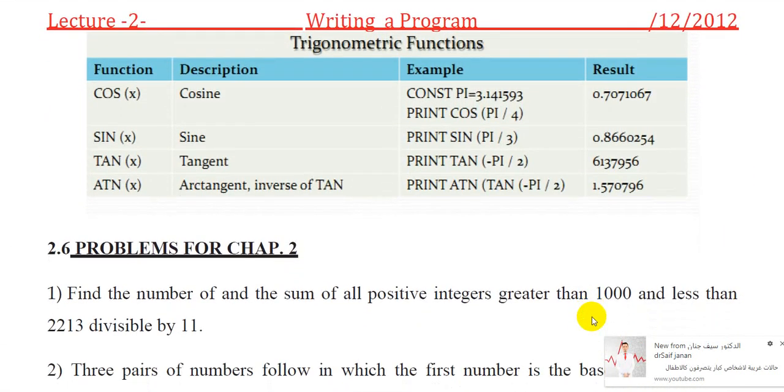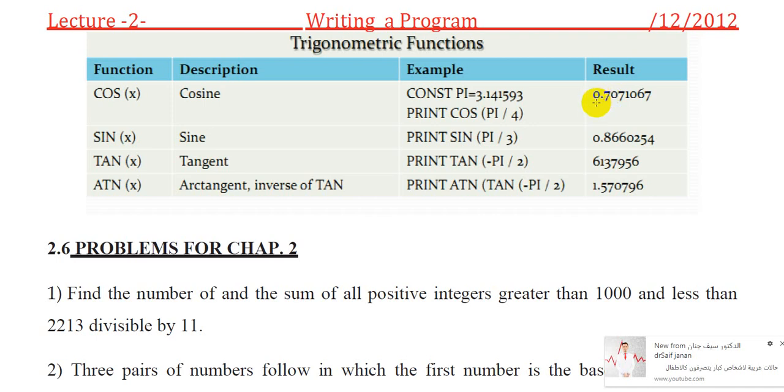Trigonometric functions, meaning the sine and cosine functions. Function, description and example of results. Cosine x, cosine of pi, explained by the following scale amount of 3.141593. This is going to be the result of cosine pi, or cosine 180 in the degree scale, and pi in the radian scale.